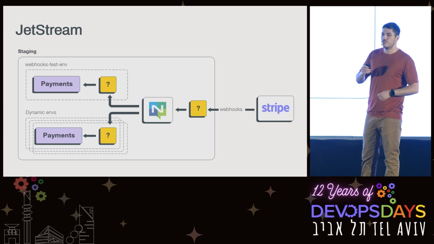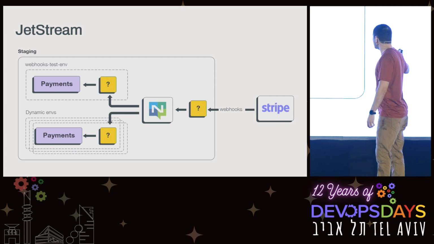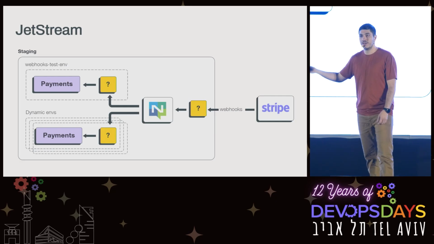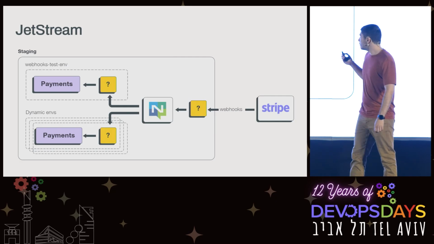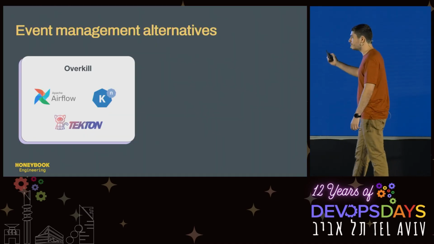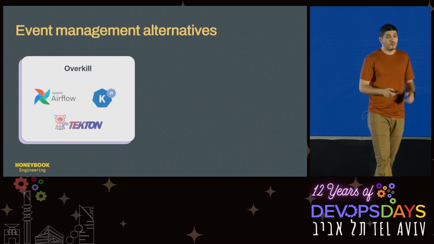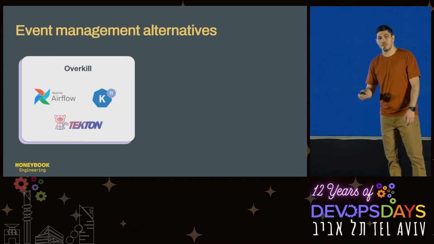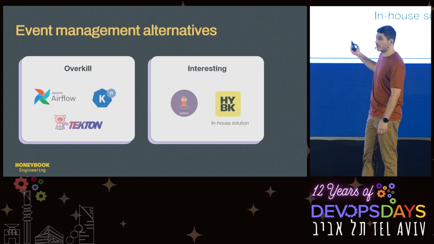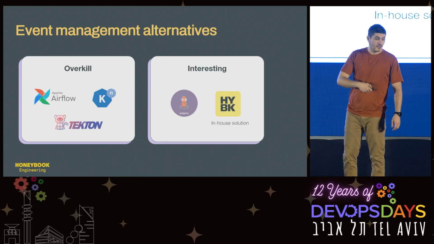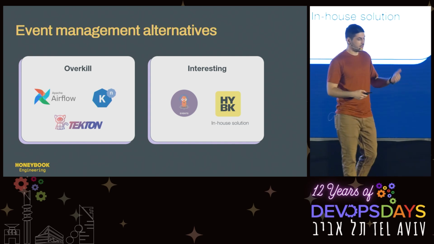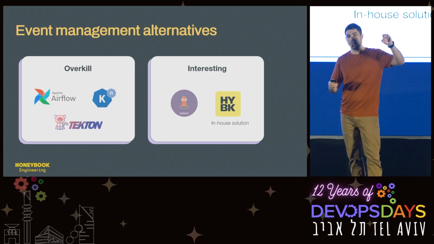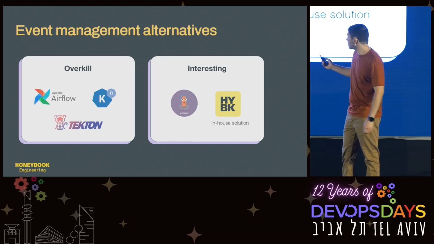So we understood we want to use Jetstream, but what we want is to listen to the webhooks from Stripe, get them into our Jetstream, and then get those webhooks from Jetstream to all of our dynamic environments. So we looked at a few solutions. Some of them were overkill, like Airflow, or Knative, or Tekton. Now, don't get me wrong, they can do the job, but they require maintenance and a lot of configuration. So we looked at the more interesting solutions, like Argo Events or building our own solution. We already used Argo CD in both our production and staging environments, and Argo Events is from the same parent project. So we decided to start with Argo Events.